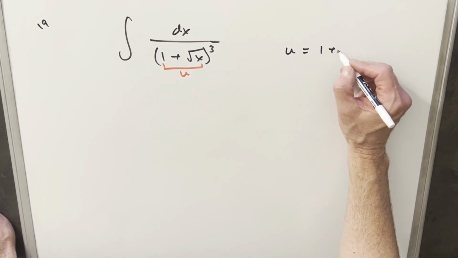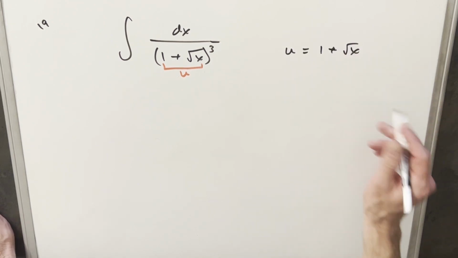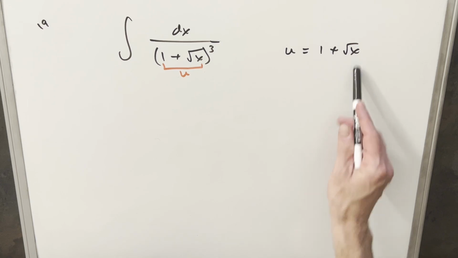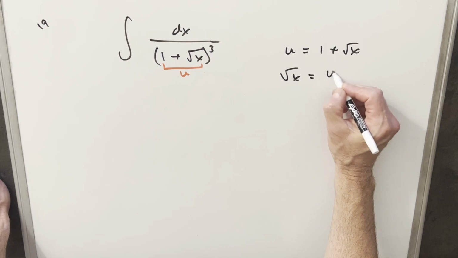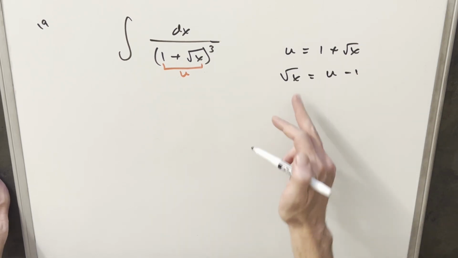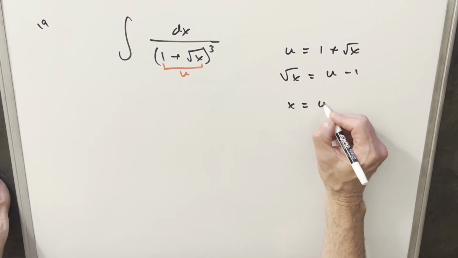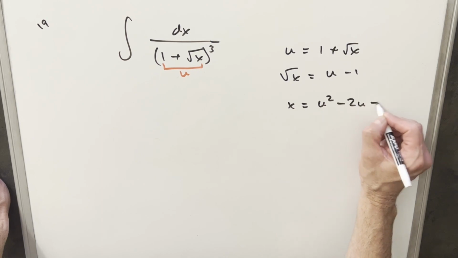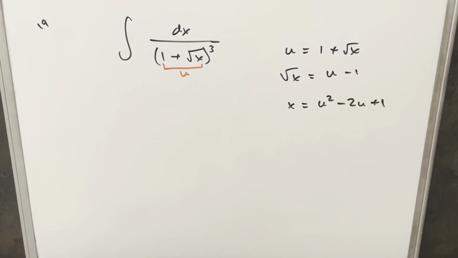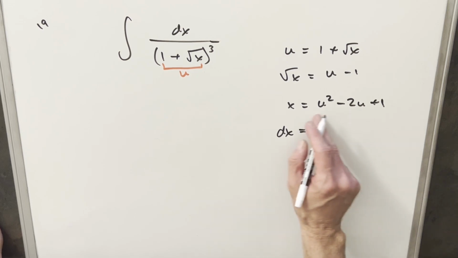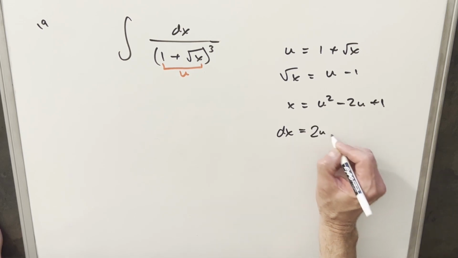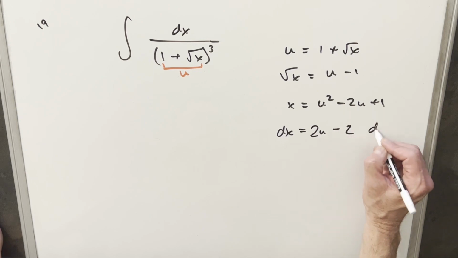We'll say u is 1 plus square root of x. And then from here, I'm going to want to solve for x before I take my derivative. So square root of x is just u minus 1. Then we can square both sides. We find x is u squared minus 2u plus 1. Now I'm going to take my derivative. We have just dx on the left side, and taking the derivative of this, we get 2u minus 2 du.